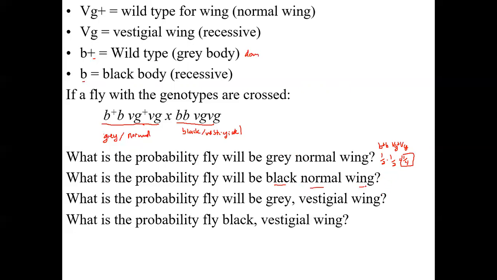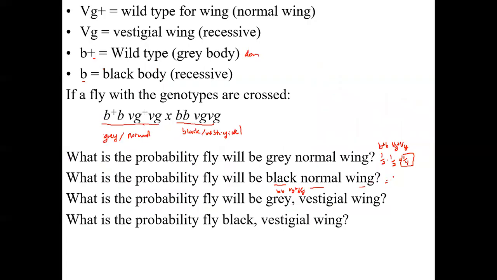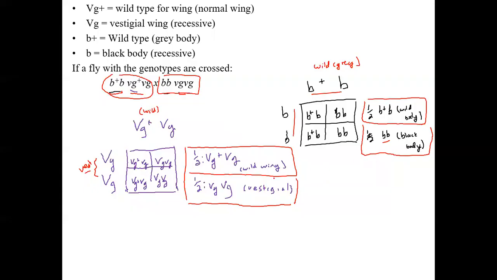What about being black with normal wing? For this one, they would have to be this genotype, a little b, and VG plus VG. I'm going to look back over here. They're all 1/2. So black would be 1/2 times VG plus VG, which is also 1/2. So it would also be 1/4. Now, hopefully you're able to pick up on this and you can solve it on your own. But basically, they're all going to be 25% or 1/4, right? And that's my prediction. Okay, so that's what we did here. I have my ratios, and that's how I solved those.